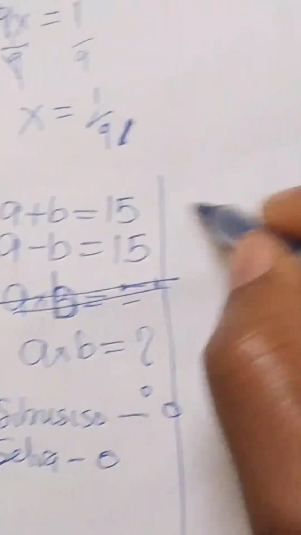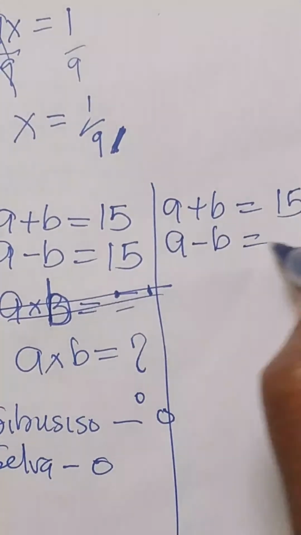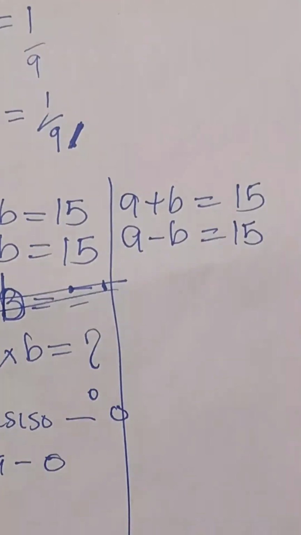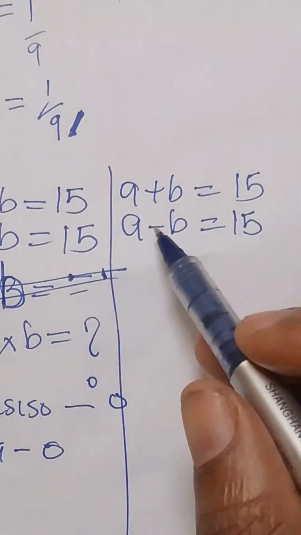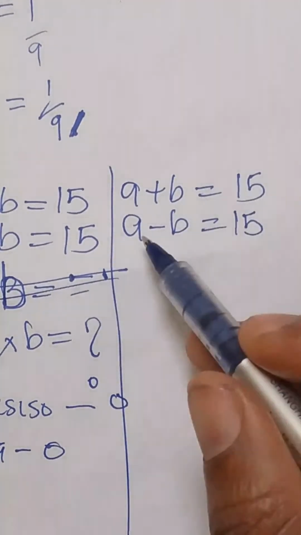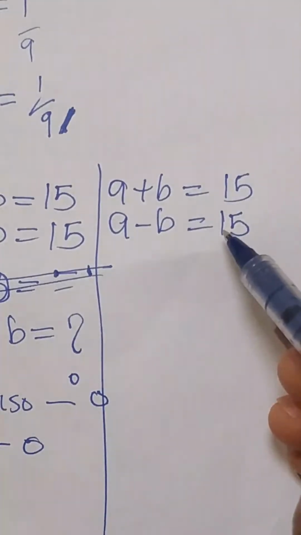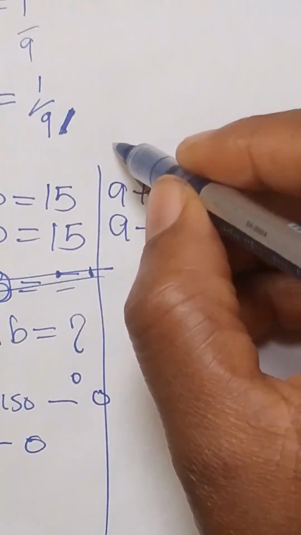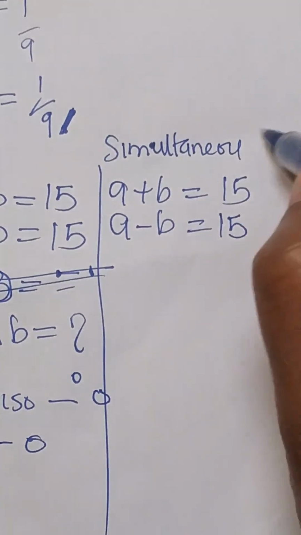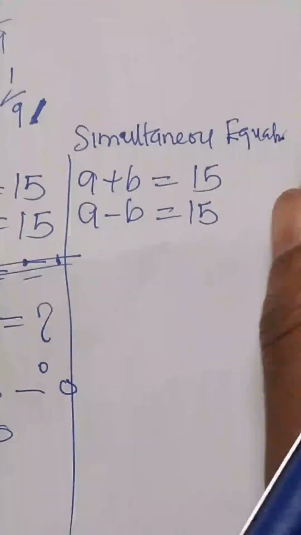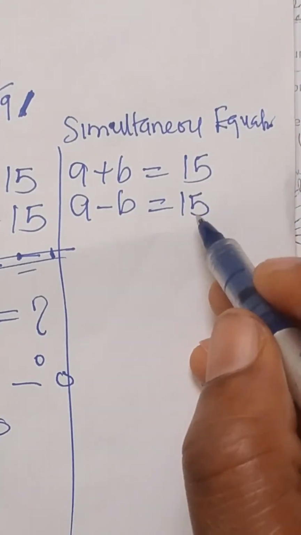Look at the question: a plus b is equal to 15, a minus b is equal to 15. Like I said earlier, whenever I see two equations together with two different variables, it is a simultaneous equation. Then we are going to solve for a and b, and the easiest way to solve it is by the elimination method.